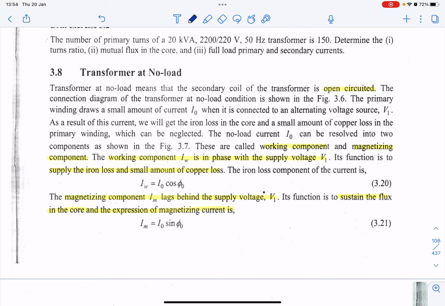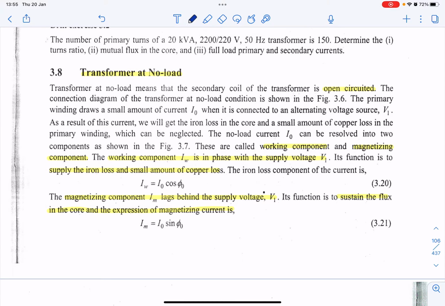Okay, so the continuation of electrical machine is the continuation from your last semester, which is electrical power engineering. I believe you have studied the basic principle of the transformer from your electrical power engineering. Now, to continue based on the last semester, I will touch on the transformer at no load.